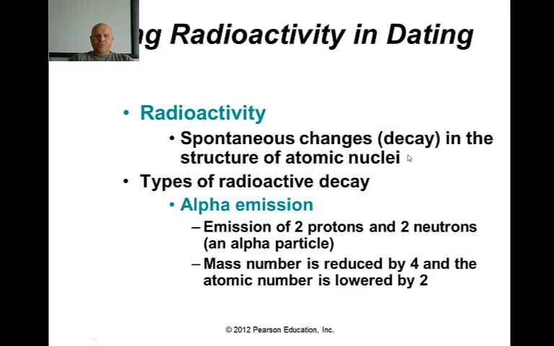Now, there's 3 ways that this can happen. It can happen in something called an alpha emission. An alpha emission is an emission of 2 protons and 2 neutrons, or an alpha particle, that leaves that element. The mass number is reduced by 4, and the atomic number is lowered by 2. So this helps us gauge the atom. We'll take a closer look at that in a minute.